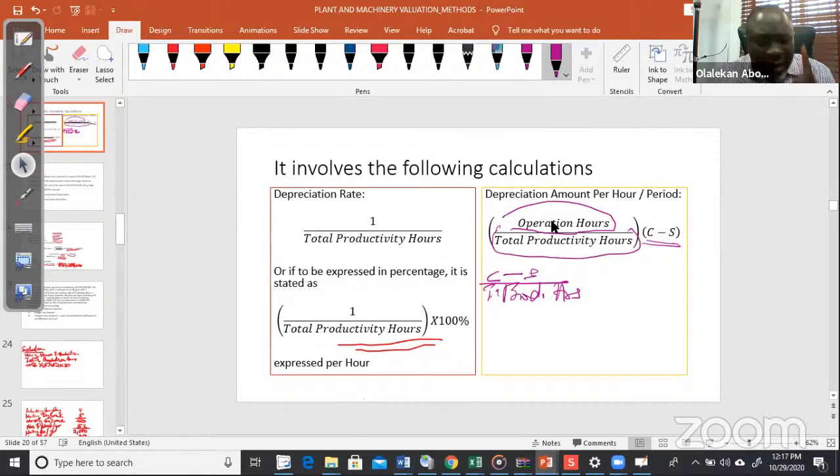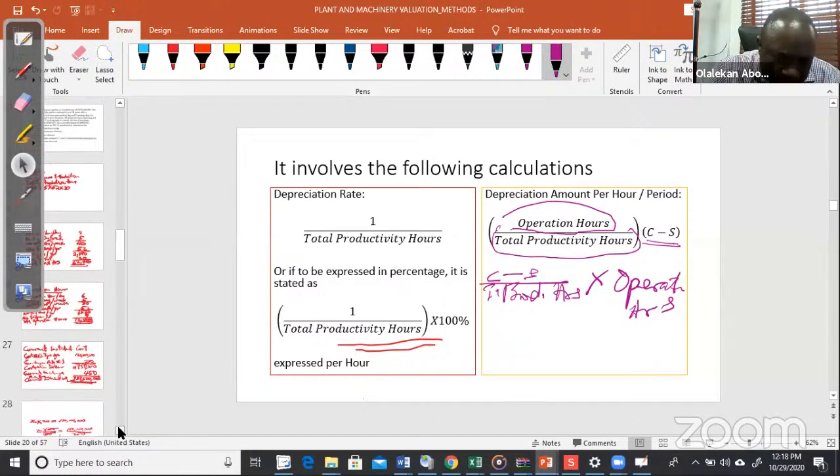So for any operating hour, you just use that figure to multiply it. So it will now be multiplied by your operating hour. We will do that calculation now. You can see your operating hour. Okay, so let's go back to the slide that I used as example there.